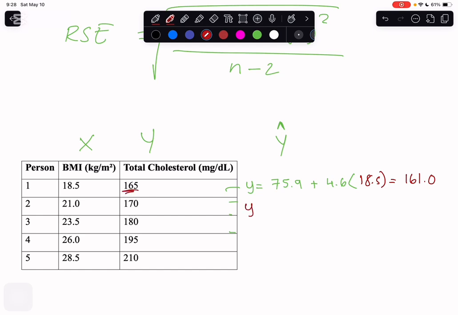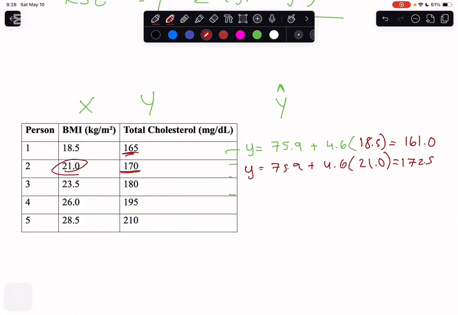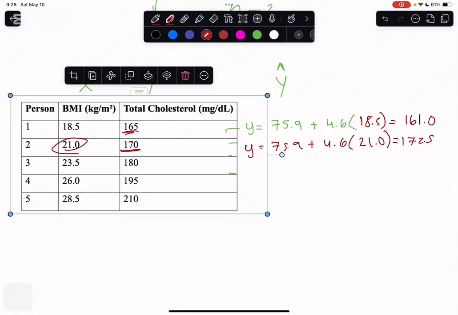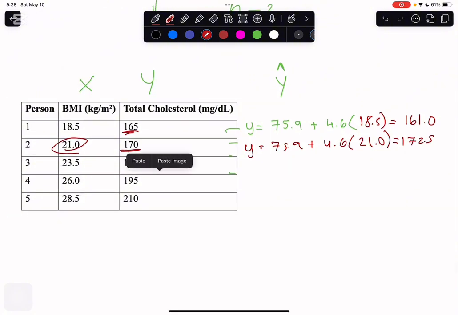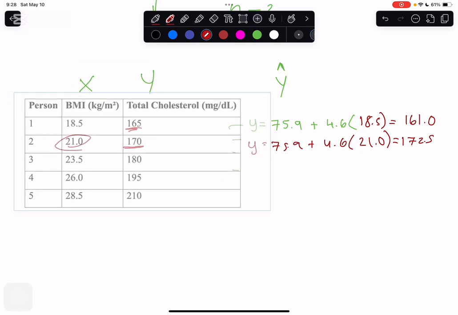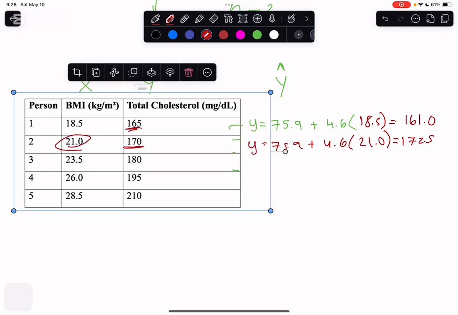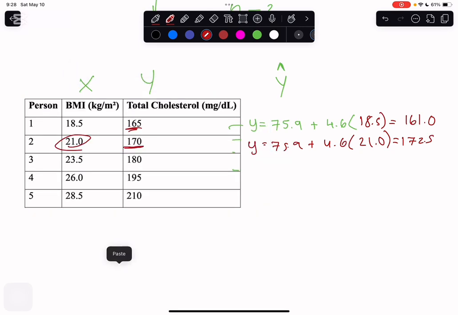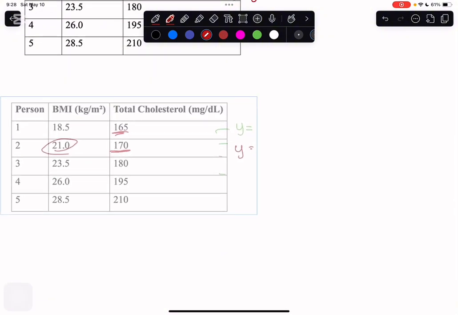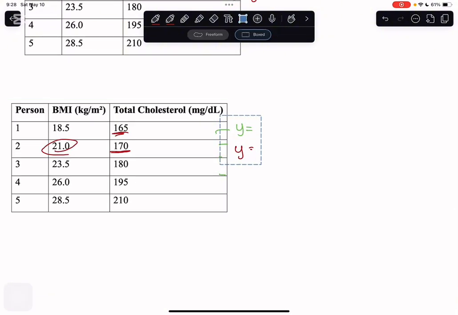If I do the same thing here, y equals 75.9 plus 4.6 times 21.0, I get a value of 172.5. So you see it is close. I'm going to find it now. Paste. Okay, if I actually now get the values here, it's going to get deleted.